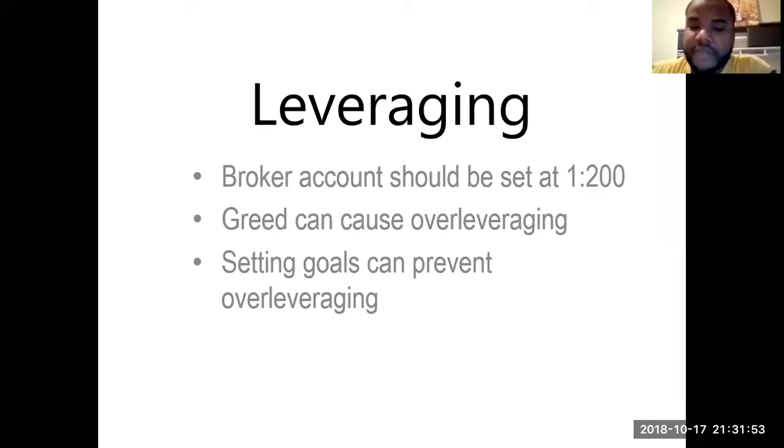Do not be greedy. Setting goals can prevent over leveraging. Okay? So if your goal is to make $20 a day, you hit that goal and you go to sleep, or you go finish, do what you got to do. My goal, my personal goal in this whole spreadsheet was to knock out 2 days every day. 2 days off of the spreadsheet every day.